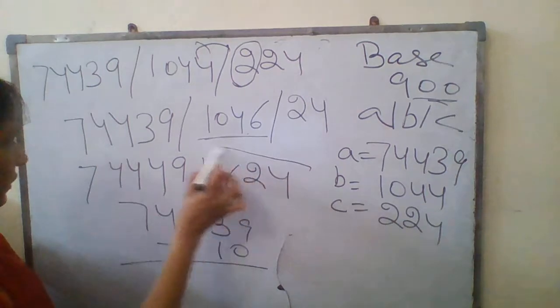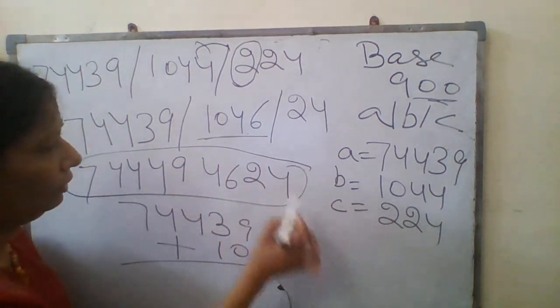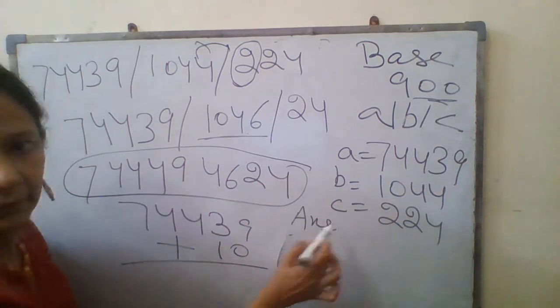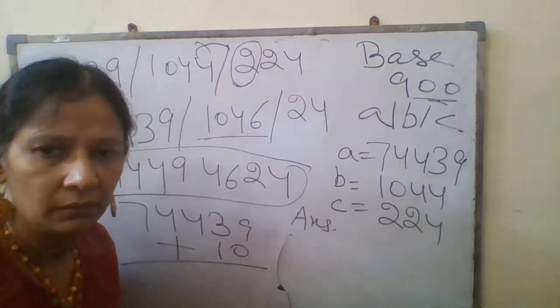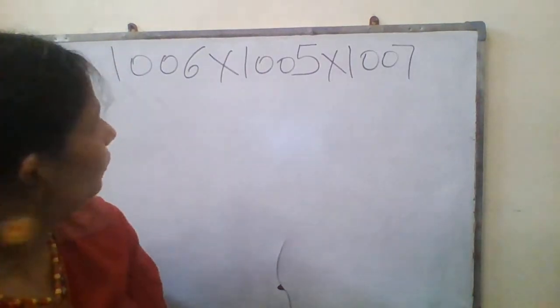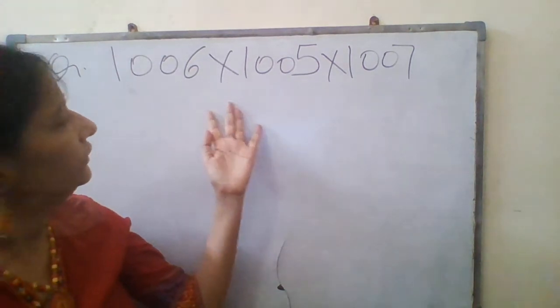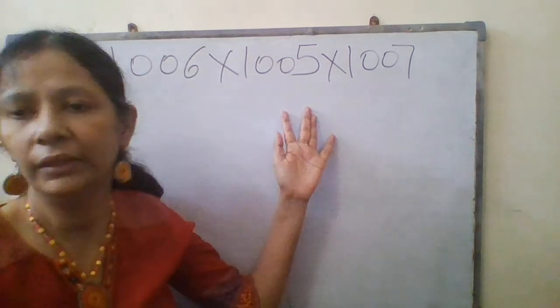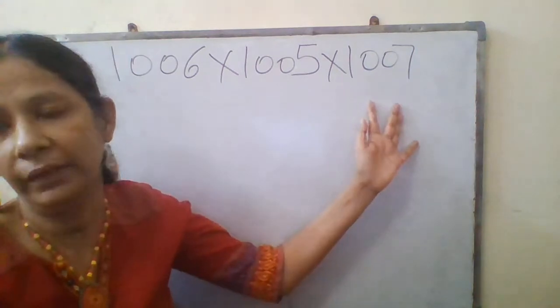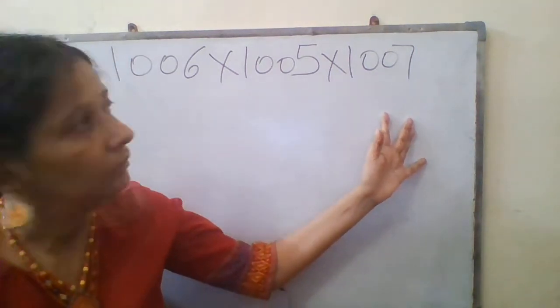And now this is your final answer. Okay, now you look at this question. This is 1006 multiplied by 1005 multiplied by 1007.